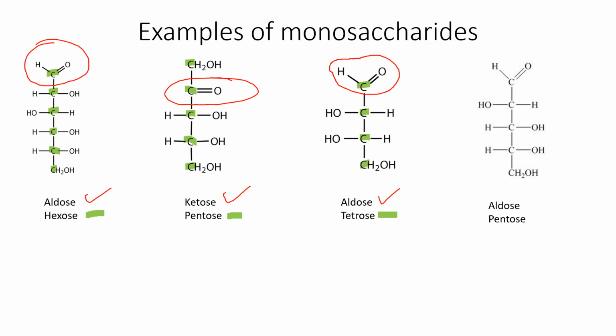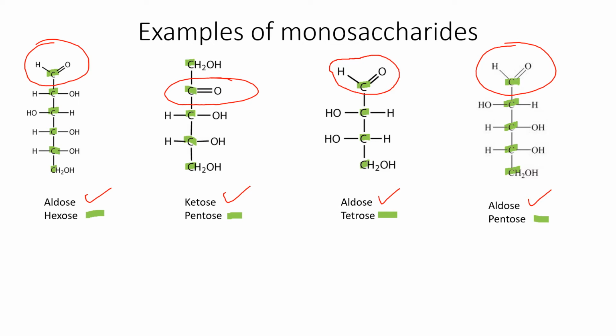Now if we look at the monosaccharide all the way on the right hand side of the slide, here again our C double bond O is on an end carbon. That's what makes this an aldose. Then if we want to classify this based upon how many carbon atoms we have, we just count them out. 1, 2, 3, 4, 5 carbon atoms. 5 carbon atoms would make this a pentose.